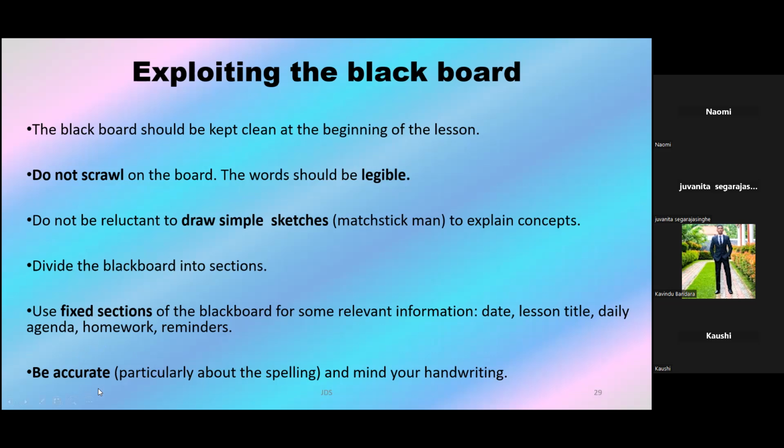Be accurate. In terms of spelling, we don't do it deliberately. It happens unintentionally. We make spelling mistakes. So be careful when you are writing on the board. And if suppose we had made a spelling mistake and it is acknowledged by the learner, definitely be humble enough to accept it and correct it.